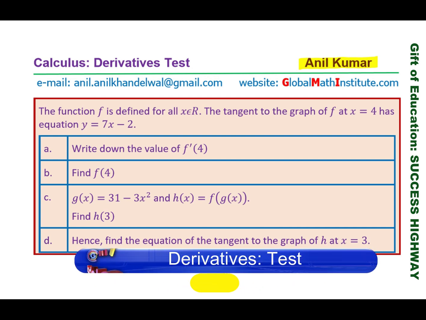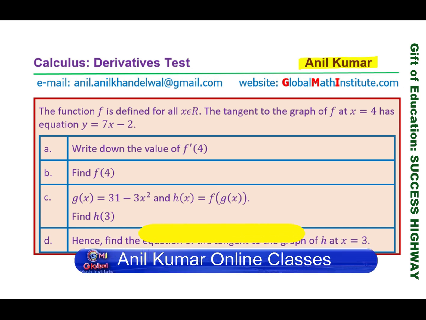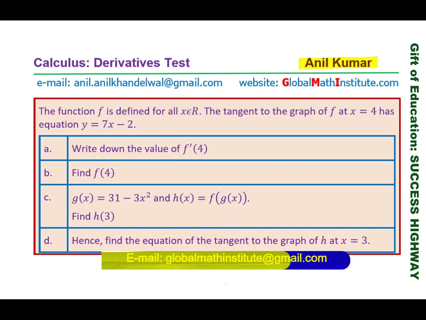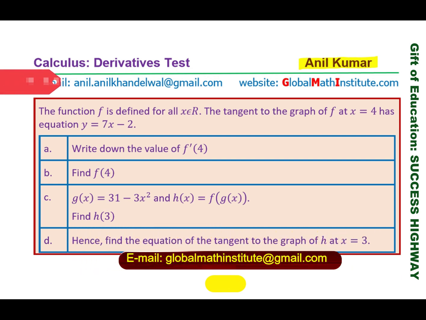This is one of the questions from our subscriber, a test problem from calculus derivatives. The question here is, the function f is defined for all x belonging to the real numbers. The tangent to the graph of f at x equals 4 has equation y equals 7x minus 2. Part A: write down the value of f prime 4. Part B: find f of 4.